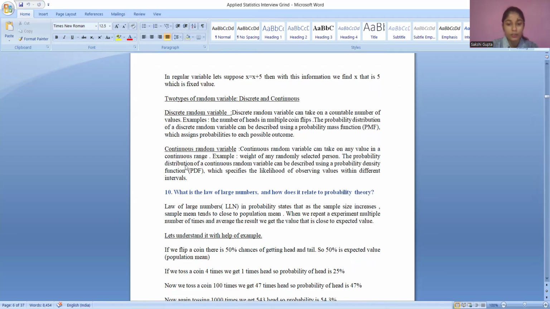A continuous random variable can take on any value in a continuous range. For example, the weight of any randomly selected person. The probability distribution of a continuous random variable can be described using a probability density function, PDF, which specifies the likelihood of observing a value within different intervals.